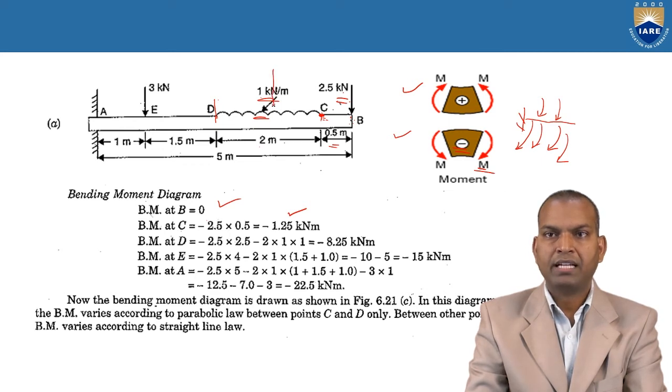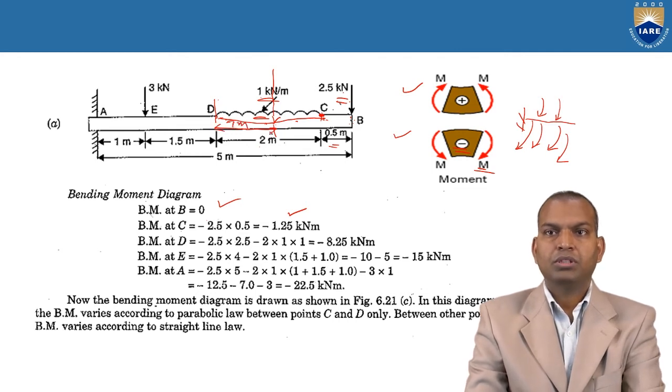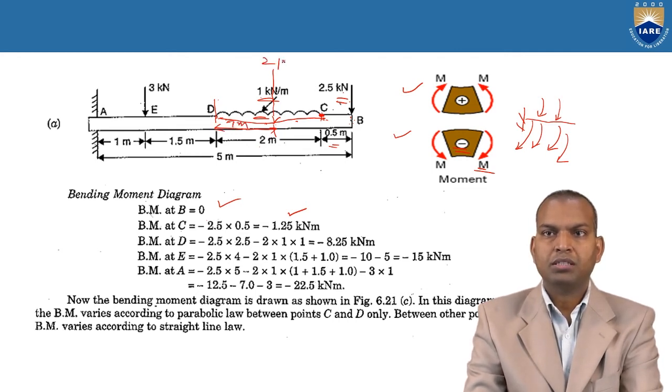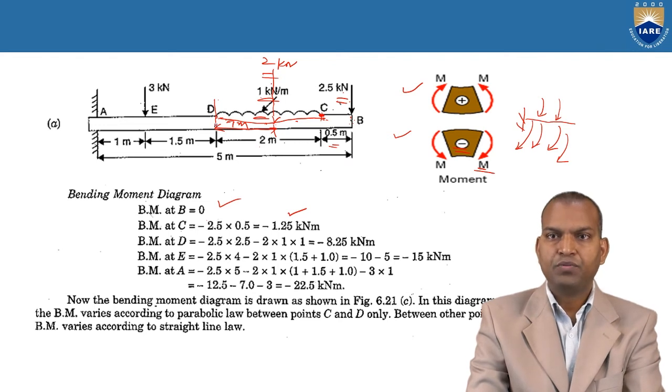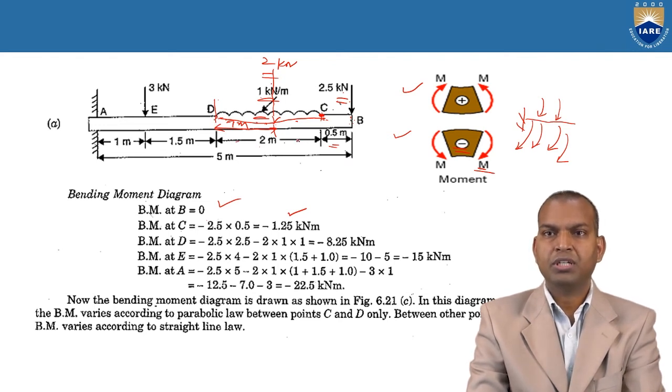2 kilonewtons are acting. But where is this 2 kilonewtons acting? From where? What is the distance? It's at the middle of this UDL. What is the middle, half of the UDL distance? 2 by 2, that is 1 meter. So here it is a 2 kilonewtons point load, the UDL converted into total load. The distance from that point is half of the total UDL distance, that is 2 by 2, that is 1 meter. That is 2 into 1 meter.